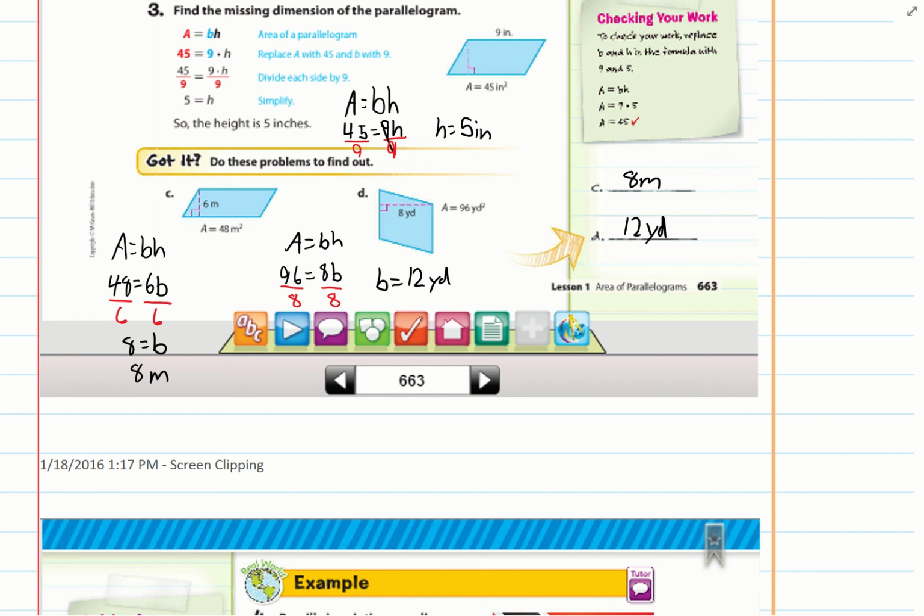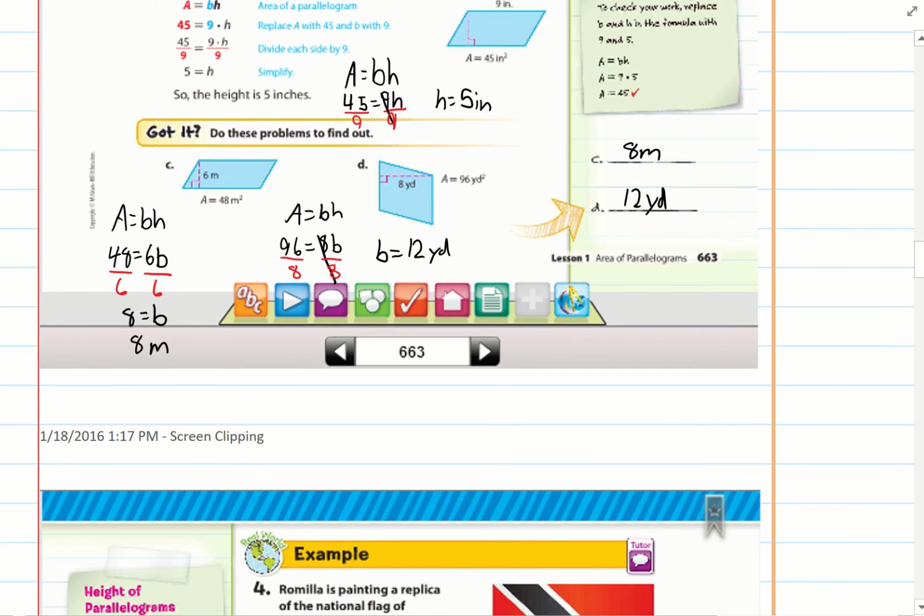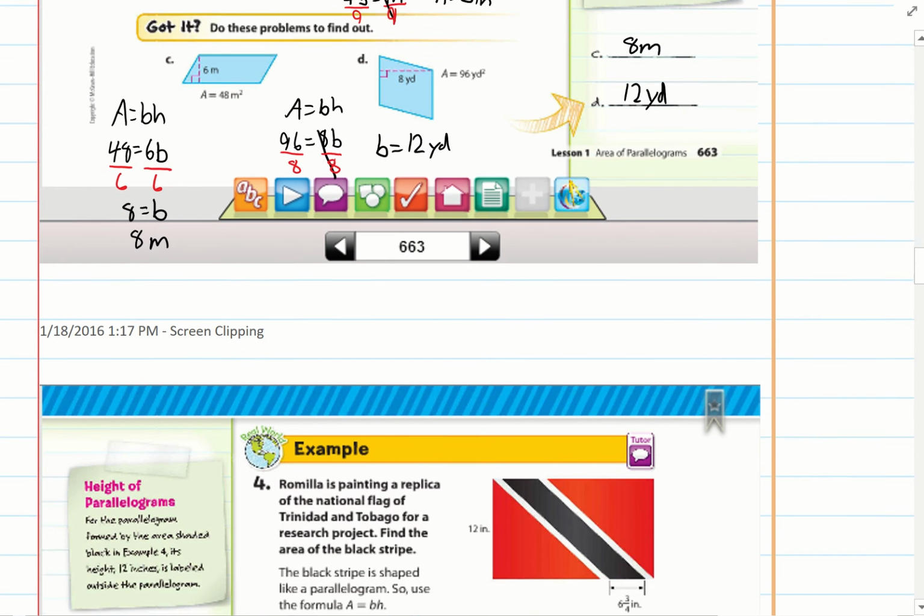Now for D, the parallelogram is rotated 90 degrees to the right. So we have area equals base times height. Area is 96. My height is the red lines perpendicular to my base. So my height is 8 and my base is unknown. So 8 times the base equals 96. Divide 8 on both sides. My 8s cancel. 96 divided by 8 equals 12. So my base is 12 yards.